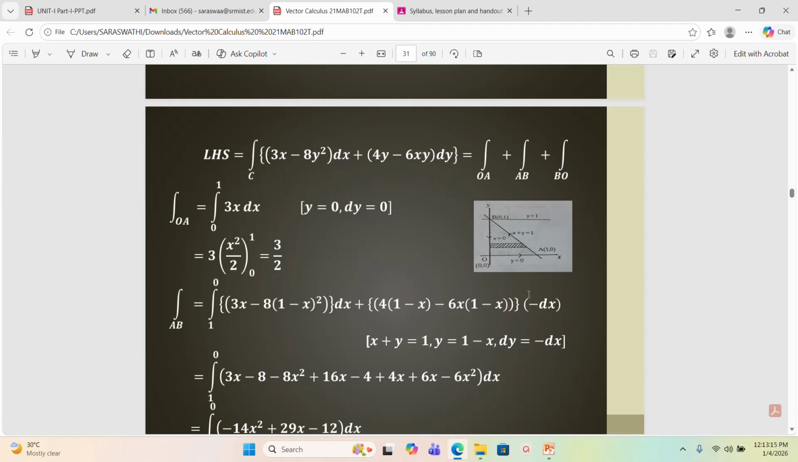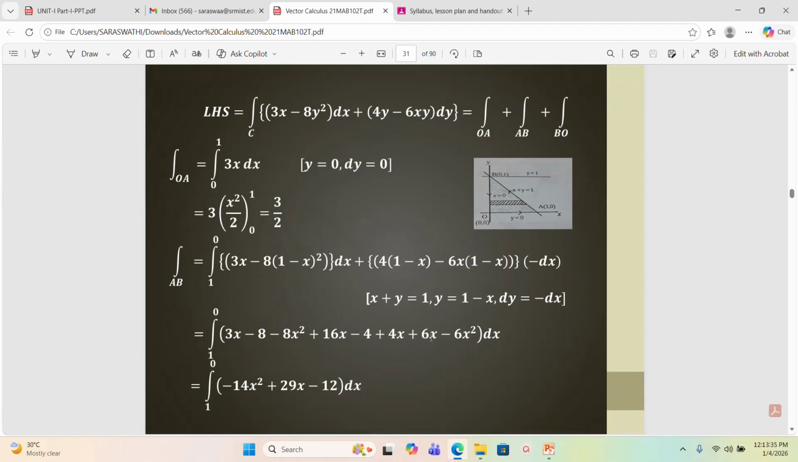Now take the limit for x. So the x limit is from A to B. Here 1 comma 0, which is x is equal to 1. Here 0 comma 1, which is x is equal to 0. So the limit for x is 1 to 0. Take all the values and convert into x.